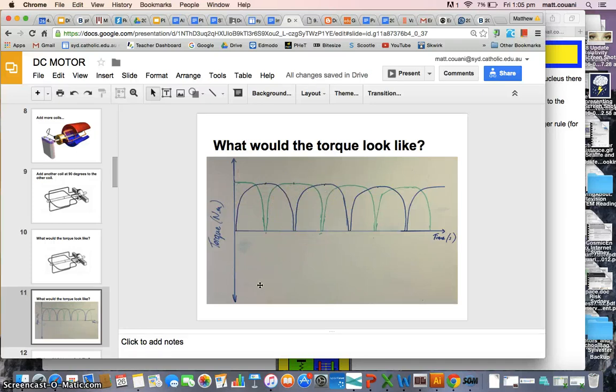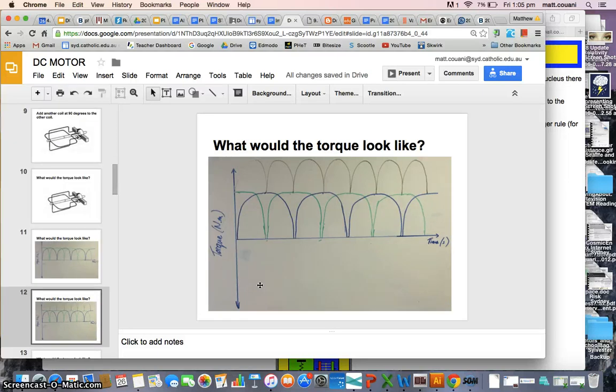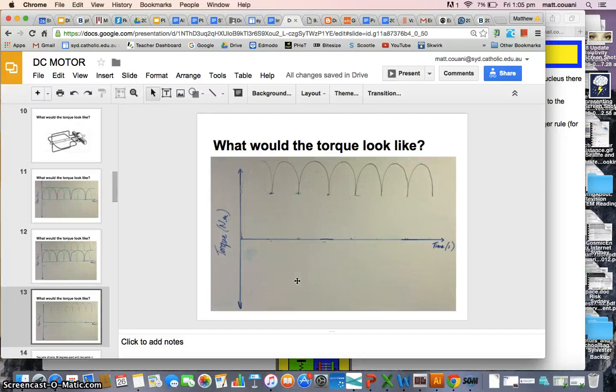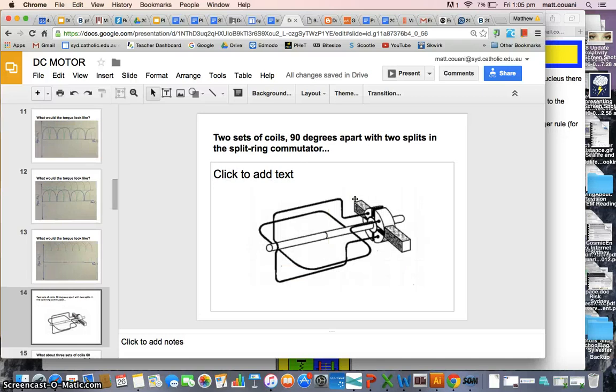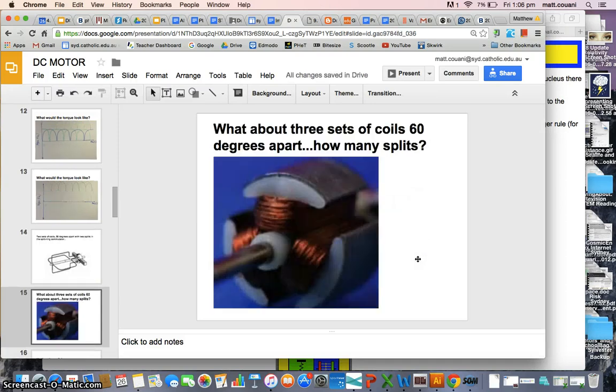Because they're attached to the one rotating system, we'd add their amplitudes. So here I've added the amplitudes, and then finally I've erased it, and this is what the torque would be. So this would definitely make the torque more powerful, okay? A larger torque if we've got 2 coils. Yeah, 2 coils in this case. So 2 sets of coils 90 degrees apart with 2 splits in the split ring commutator.